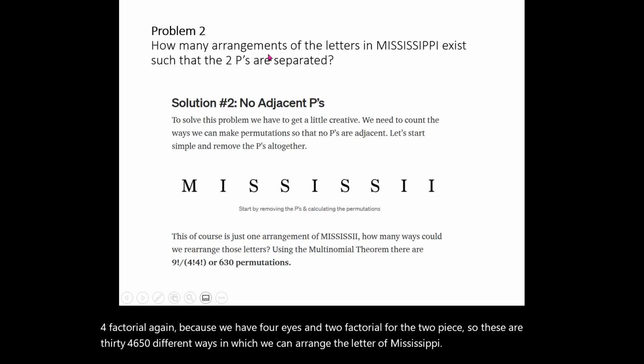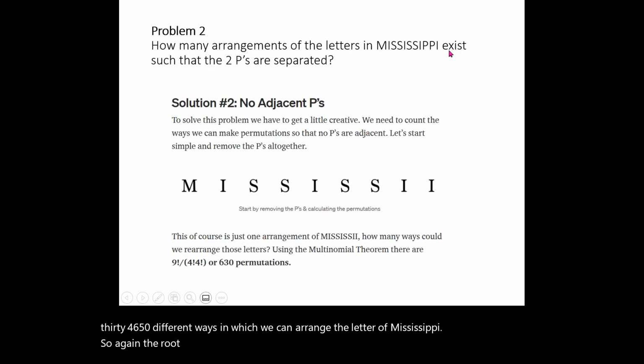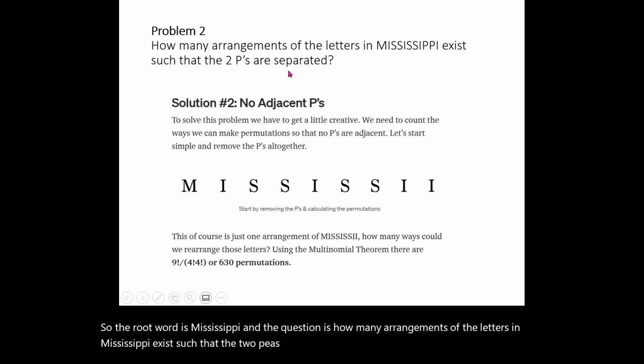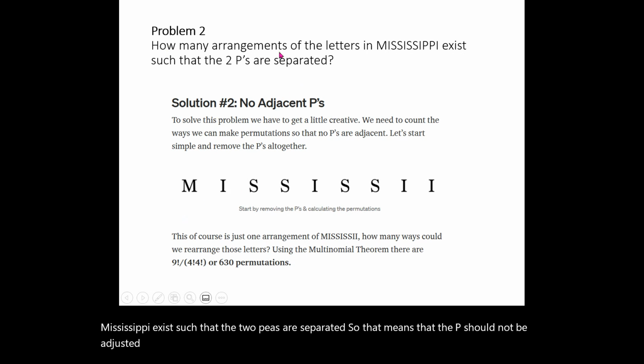So again the root word is Mississippi, and the question is how many arrangements of the letters in Mississippi exist such that the 2 P's are separated. So that means that the P's should not be adjacent. For example, if I delete the P's from this word Mississippi, I am left with this word.